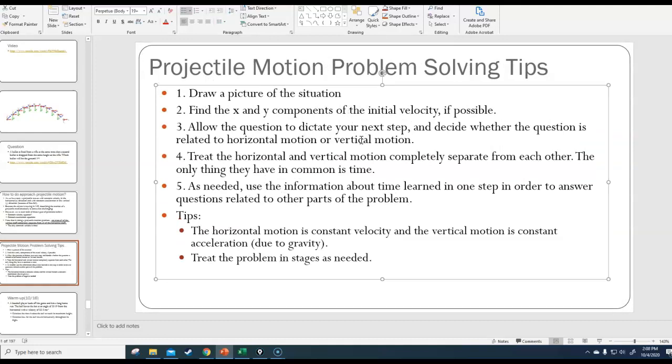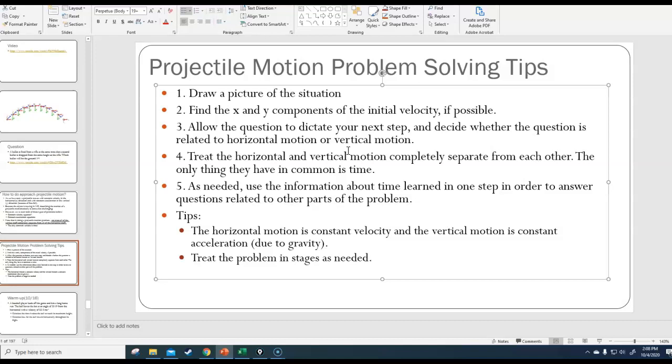First, sketch a picture of the situation. Sometimes visualizing the situation can help you understand what's going on. Number 2, if you can, find the x and y components of the initial velocity vector, because 90% of the time you're going to need the x and y components of the initial velocity vector to do anything in the problem.